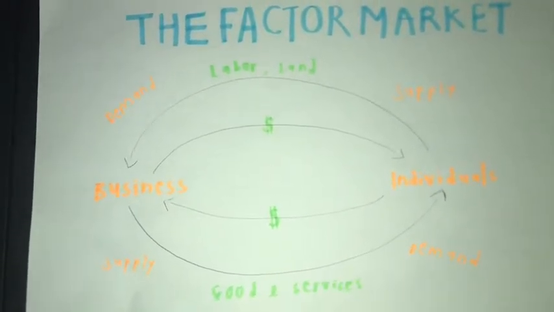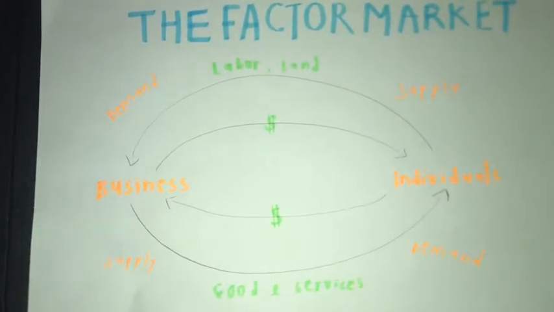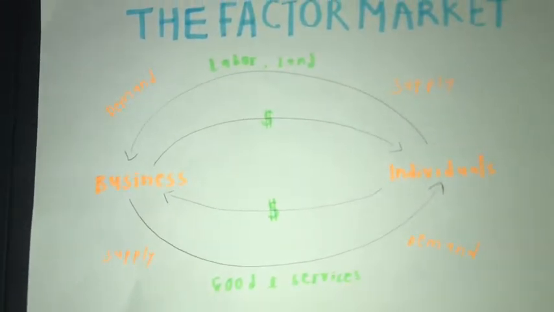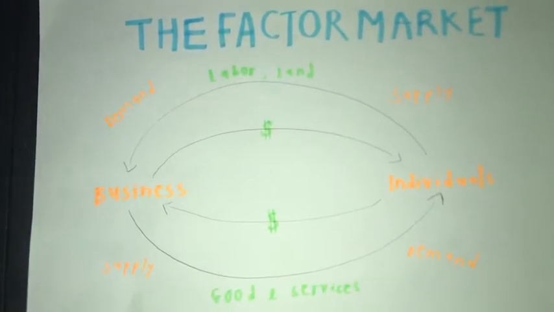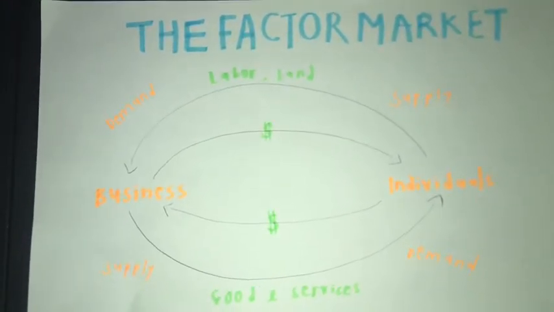The individuals are in supply, the businesses are in demand. This is for the factor market. And for the product market it is the opposite, meaning that the individuals are in demand and the businesses are in supply.